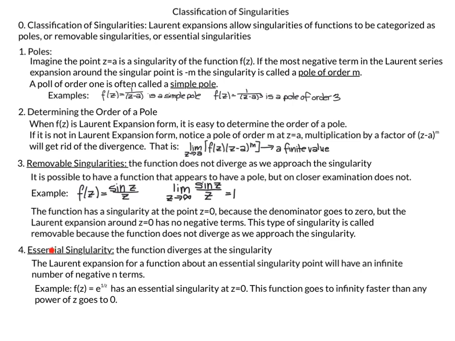And finally, we have the essential singularity, where the function diverges at the singularity, unlike the removable singularity. The Laurent expansion for a function about an essential singularity will have an infinite number of negative terms, and our example is e to the 1 over z. It has a singularity at z equals 0, and this function goes to infinity as z goes to 0. That concludes our overview. We'll come back over here and take a closer look at poles now.